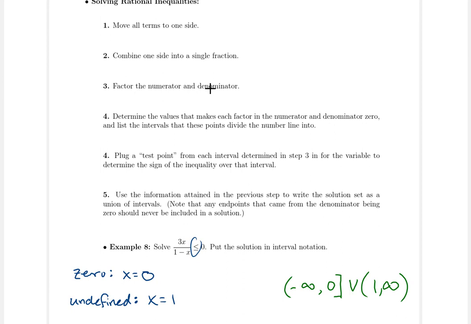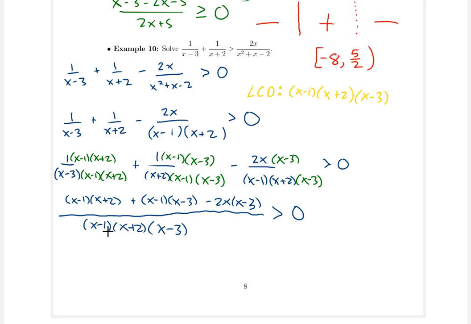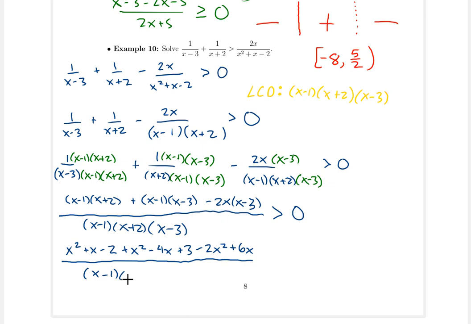Factor the numerator and denominator, right? So we've got a numerator and denominator, and the denominator is factored, but the numerator is not. So we've got to simplify that top in order to be able to factor it. So x squared plus x minus 2 plus x squared minus 4x plus 3, and then minus 2x squared plus 6x, all that over x minus 1, x plus 2, x minus 3 is greater than 0.